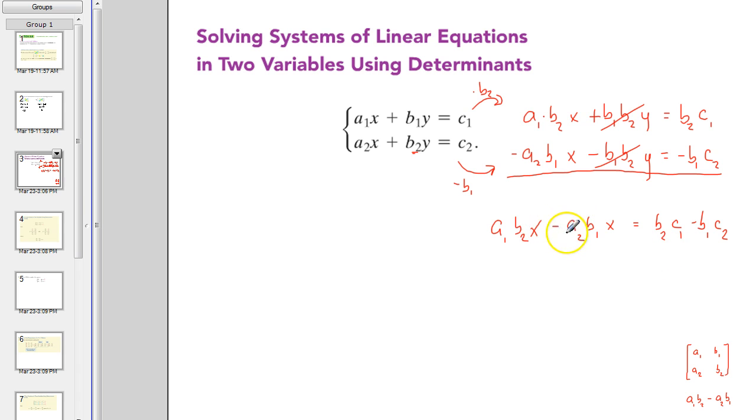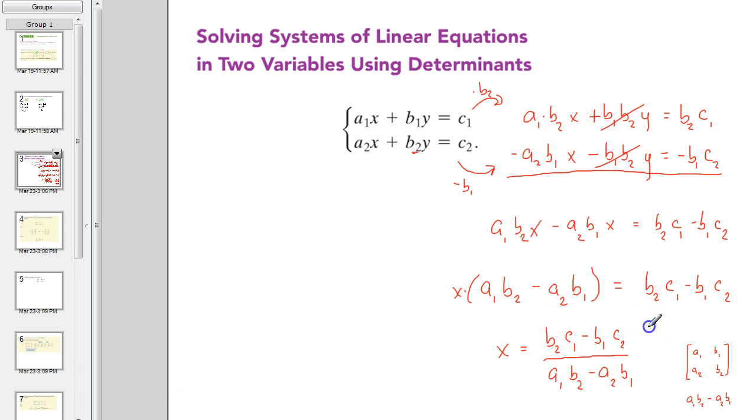Alright, now we're almost done. I'm going to factor this x out because I'm solving for x in the system. So I'd factor this x out. Now the last step, I'm going to divide both sides by the number x is being multiplied by. This is just like you would do if this were any equation. When you're solving for x and it's being multiplied by something, you divide both sides by that thing. So I end up with x equals this. And there's my solution for x.